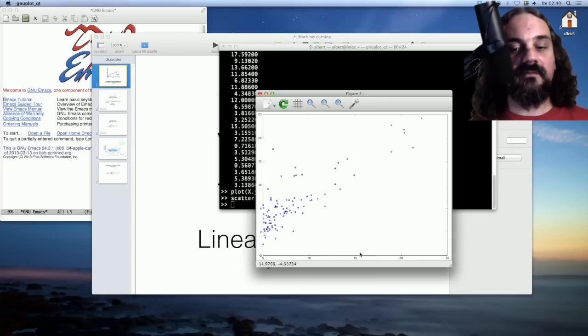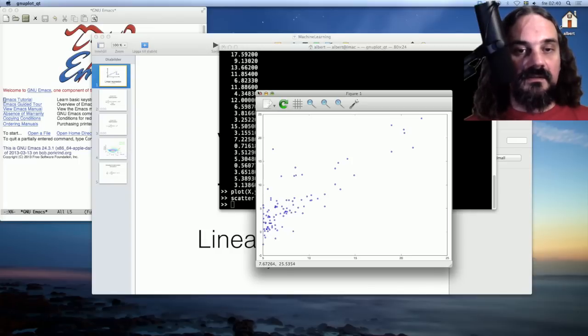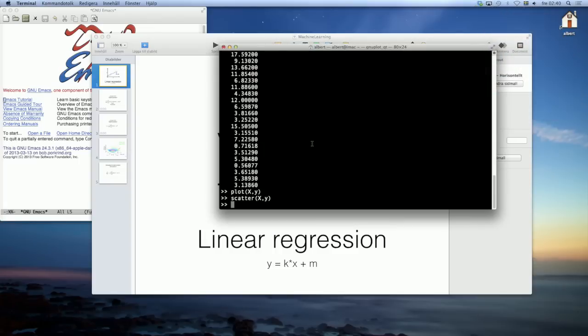We move 5 units in the x direction and move how much? Maybe 5 units in the y direction. Maybe around 1. Slope around 1. Right. So let's do this.